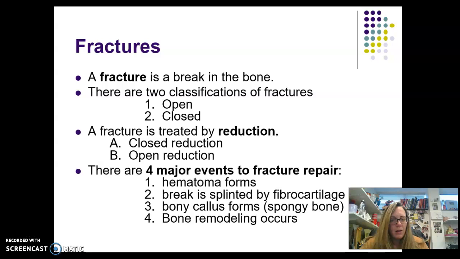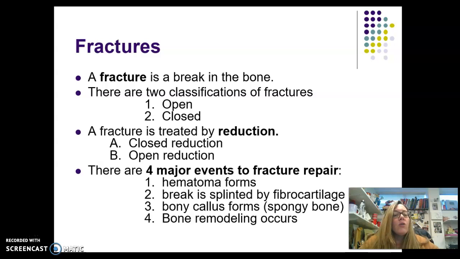Things stayed inside. A fracture is treated with reduction, and we have two different types of reduction. We have closed reduction and we have open reduction. Closed reduction is when there's manipulation to try to coax the two bone ends back together. And then open reduction is just another way of saying surgically fixing something.